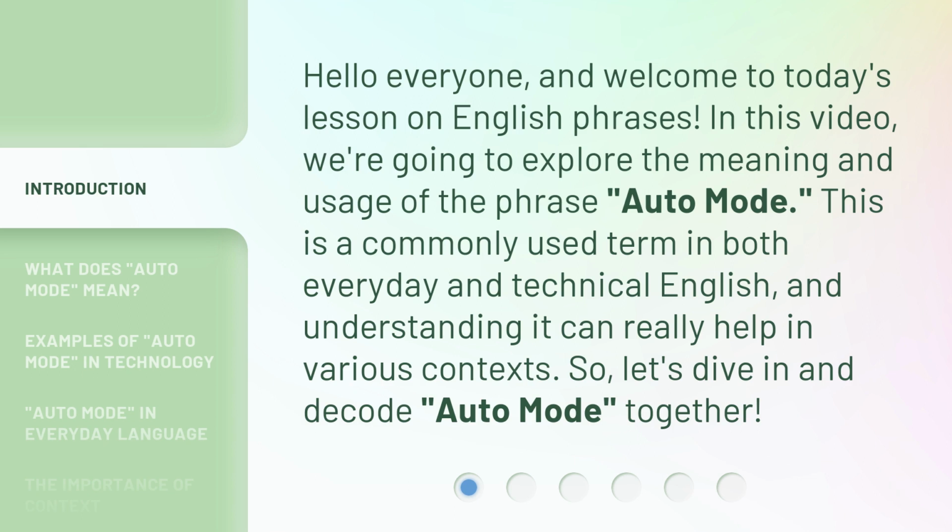In this video, we're going to explore the meaning and usage of the phrase, auto mode. This is a commonly used term in both everyday and technical English, and understanding it can really help in various contexts. So, let's dive in and decode auto mode together.